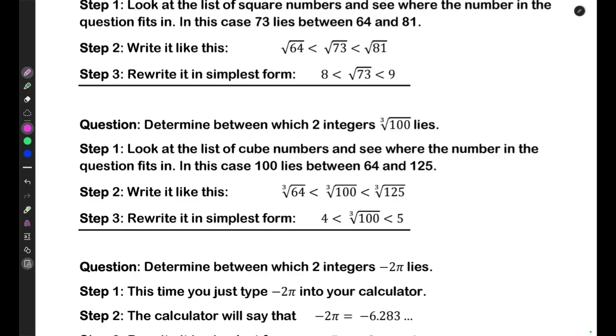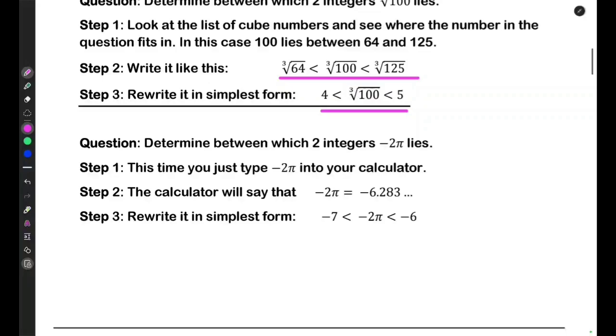The next question, determine between which two integers the cube root of 100 lies. Okay, so now that we know our list of cube numbers, I know 100 lies between 64, which is 4 cubed, and 125, which is 5 cubed. So that's why I would first identify where it lies. Then I'm going to write it in cube root form, because remember, I'm going to get marks for this step. And then I need to rewrite my final answer as that number lies between 4 and 5. Okay, guys, that's very short questions, but you do need to study those numbers. Otherwise, they can get you and you can lose these marks easily.